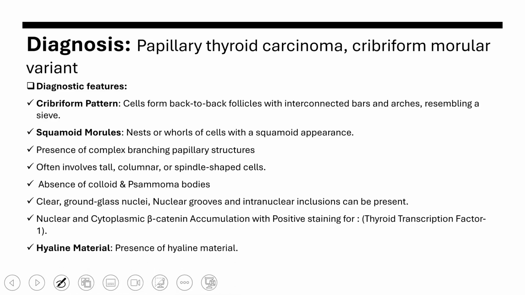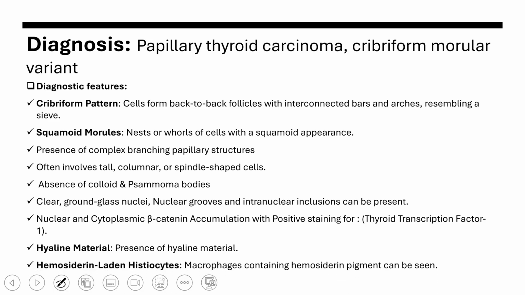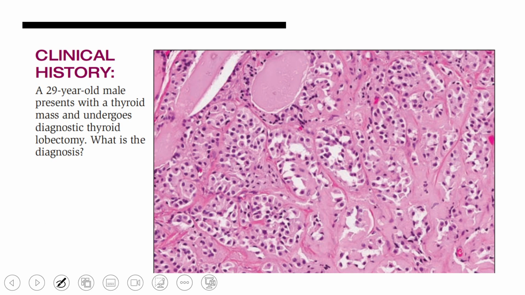There is also hyaline material deposition in the features, and hemosiderin-laden histiocytes, because of macrophages that contain hemosiderin. There are various hemorrhages. Similarly, another case: a 29-year-old male presents with a thyroid mass and undergoes diagnostic thyroid lobectomy. Lobectomy means a single lobe, and what is the diagnosis from here?